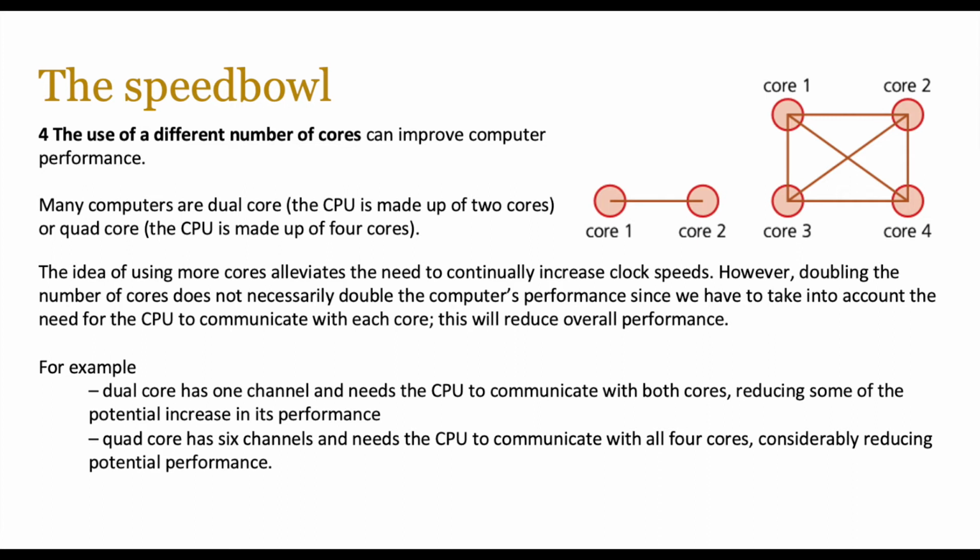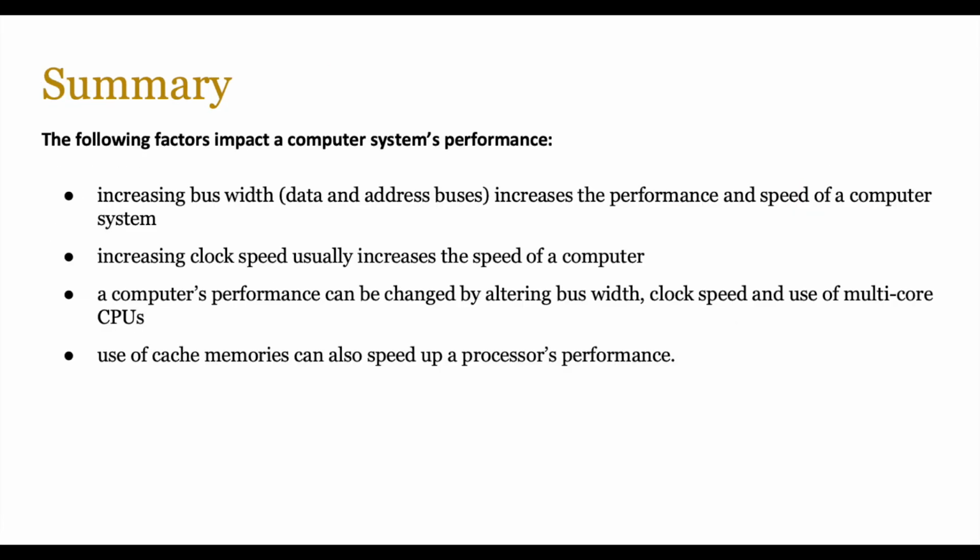For example, if you look on screen, dual core has 1 channel and needs the CPU to communicate with both cores, reducing some of the potential increase. Quad core has 6 channels and needs the CPU to communicate with all 4 cores, considerably reducing potential performance. And think about how many you might need to have octa-core, where 8 cores need to talk to each other.